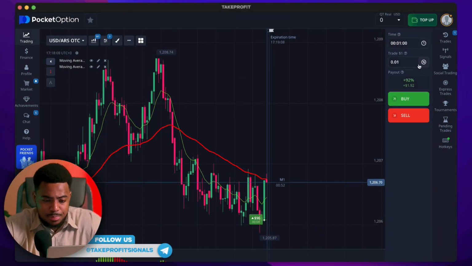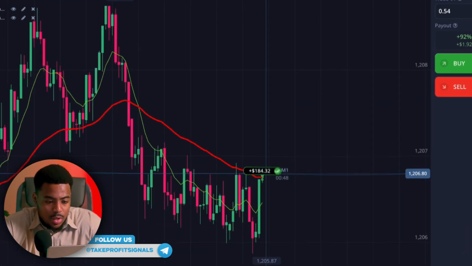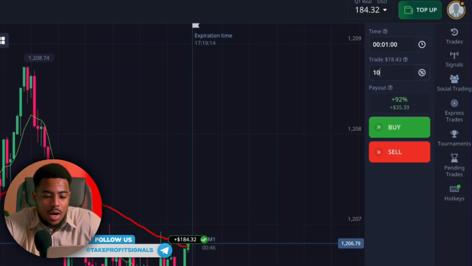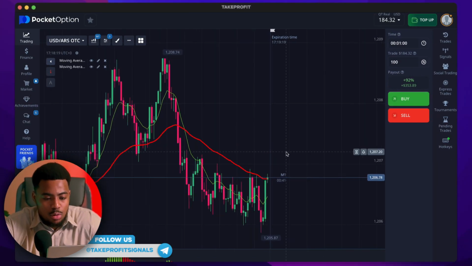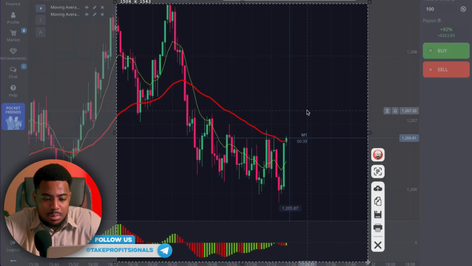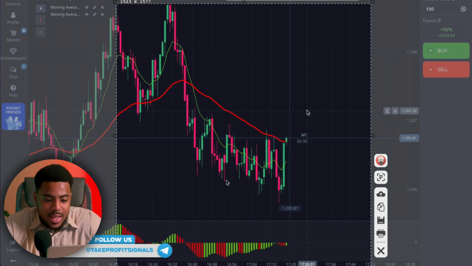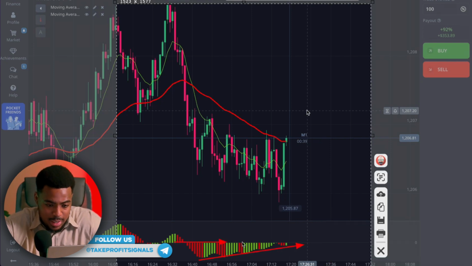It would seem that only 2 trades and we are already very close to our goal, because the third trade I will have for the amount of $184 and it is much closer to my goal. So look, the Awesome indicator helped me a lot in this trade because it shows us the approach to the 0 boundary. That is, we have a horizontal line 0.